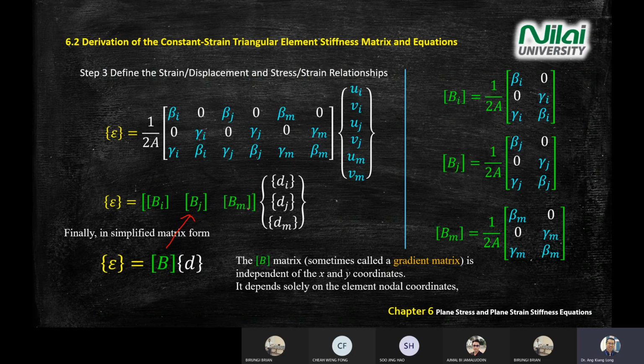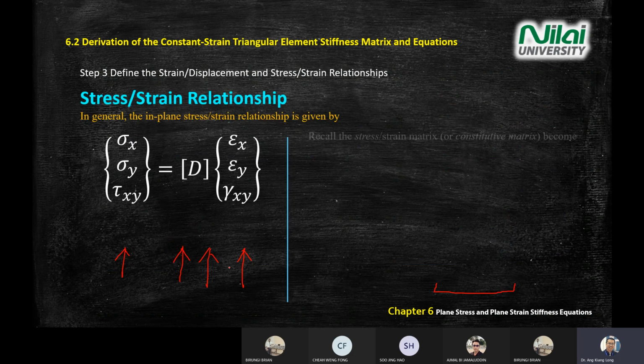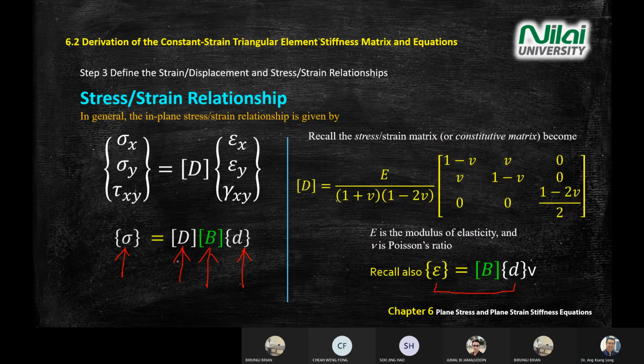Calculate BI, BJ, BM. How to find BI? You use this matrix. How to calculate BJ? Use this matrix. How to calculate BM? Use this matrix. Now, what is D? For D, you use this matrix. So basically, this is a conclusion for today's lecture. How to find stress? You use stress equals D matrix times B matrix times the displacement. Okay, we stop here.